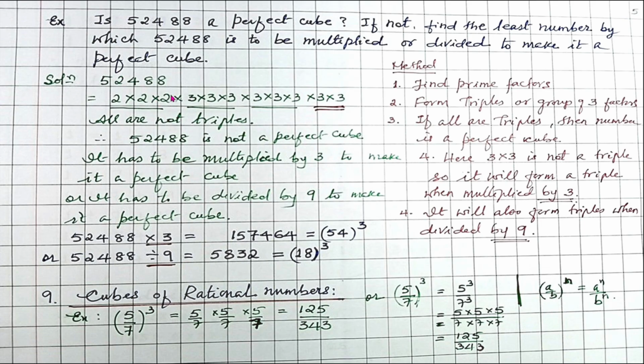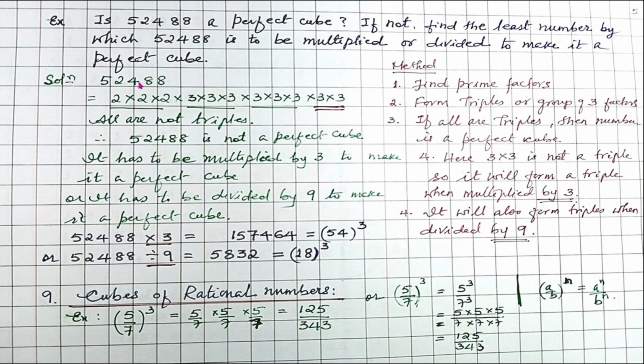Now all are not triples here, because all are not triples, 52488 is not a perfect cube. Now to make it a perfect cube, one method is to multiply it by 3, then again we make it a triple. So when I multiply 52488 by 3, I get 157464, which is 100% a perfect cube of 54. So we get a perfect cube here by multiplying by 3. The second method is eliminate this 3 into 3. That means I have to divide it by 9. Divide 52488 by 9. We get 5832, and that is 18 cube.